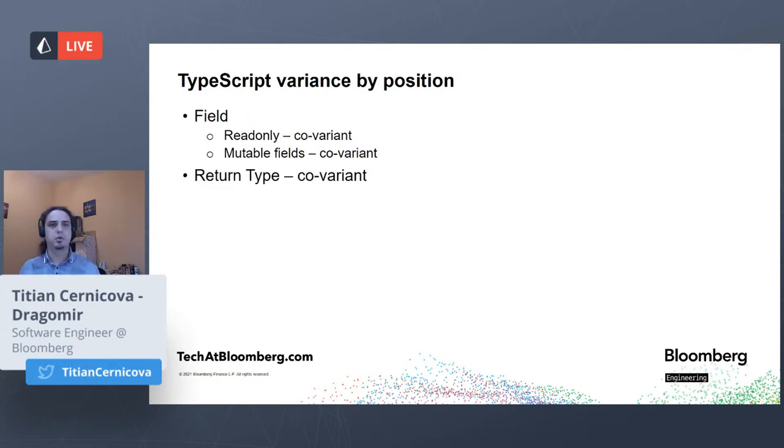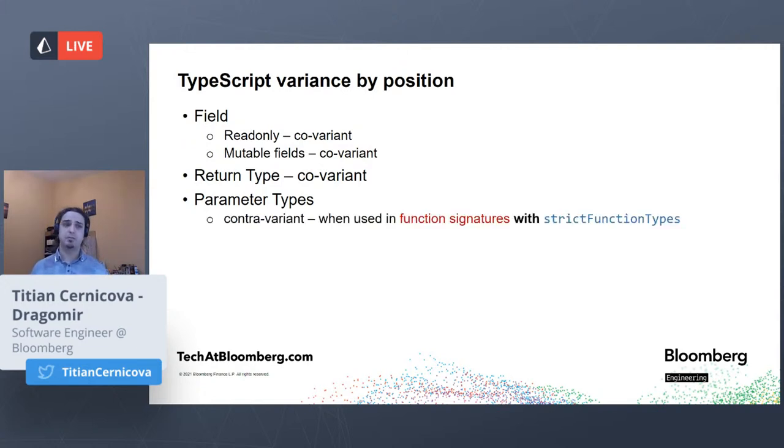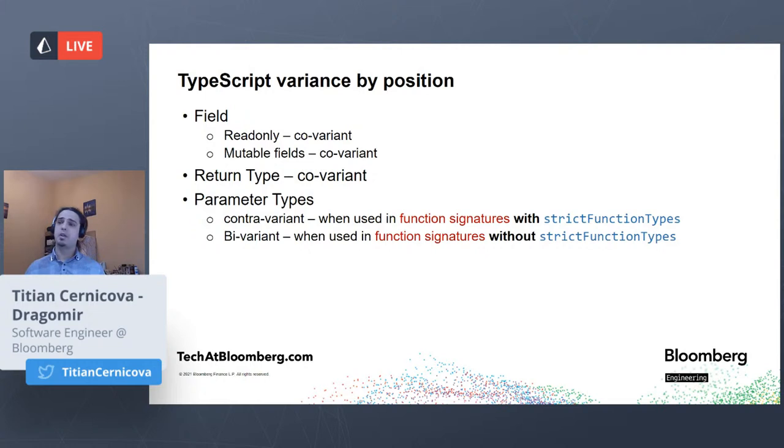Return types, TypeScript considers covariant, which is the same as our intuition said. And let's see parameter types. Now, this is where it gets a little bit messy. As we've seen, parameter types seem to be contravariant, but only when strictFunctionTypes is turned on and only within function signatures, right? Now, I'm not going to consider the case without strict; I hope everybody's using strict or some version of strict at least. But if strictFunctionTypes is off, then parameter types are bivariant. And if you use strict, it doesn't mean you get away without knowing what bivariance is, because method signatures are always bivariant.